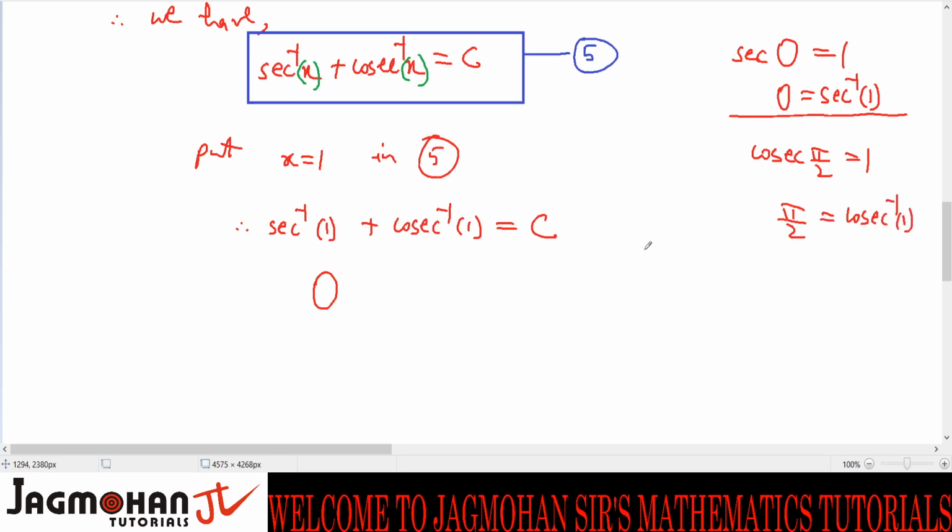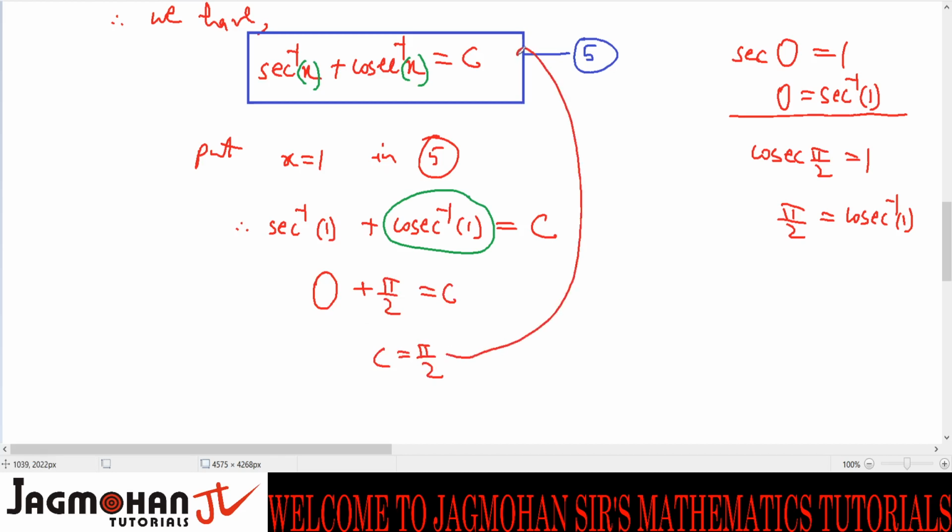So if I ask you for what angle is cosec value 1? Cosec inverse 1 means for what angle cosec value is 1. That angle is pi by 2. So here you write plus pi by 2 equals to c. So you got finally 0 plus pi by 2 is pi by 2, c equals to pi by 2, and you substitute this in 5.